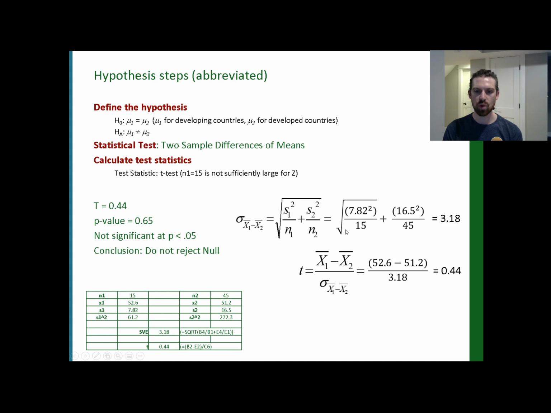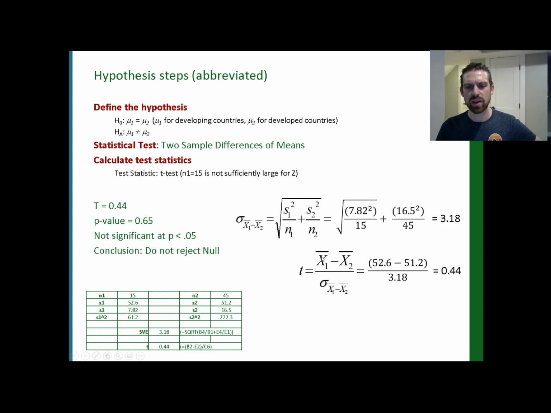So the standard deviation for the first sample is 7.82, the standard deviation for the second sample is 16.5, and we're going to square them, and then we're going to divide by the number of samples. So it's 15 here and 45 samples here. And when we work through that equation, we add these together and we take the square root, we get 3.18, which forms the denominator in this main equation here.